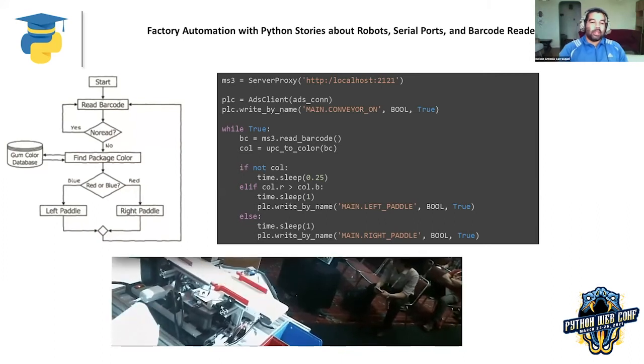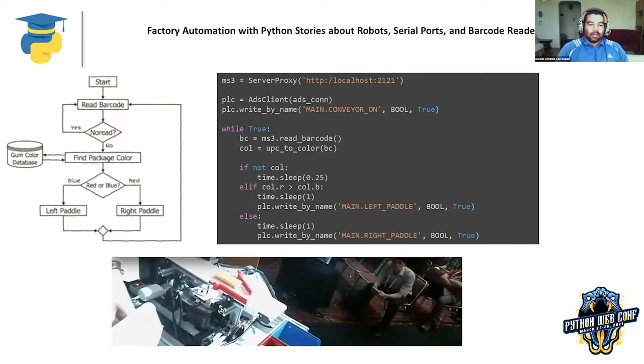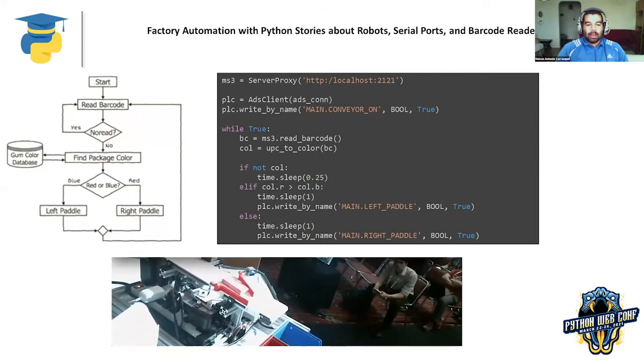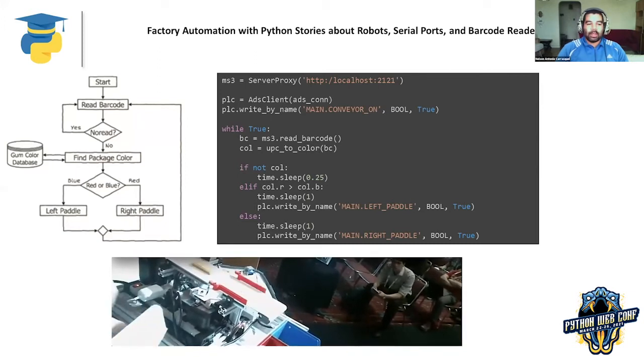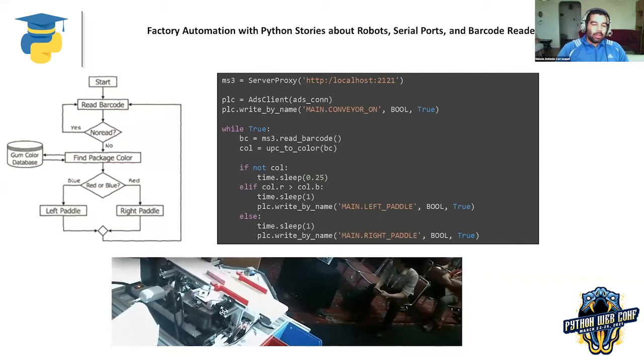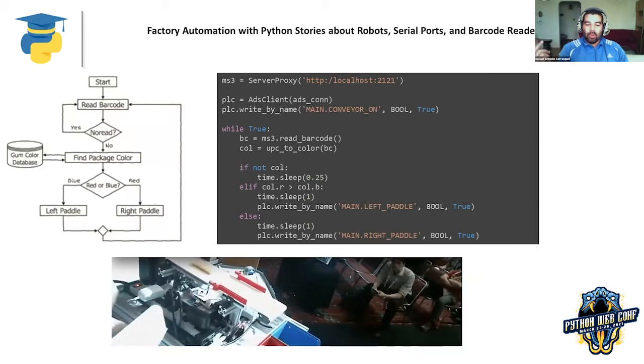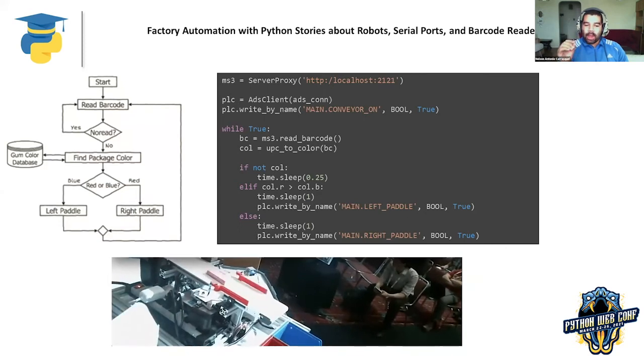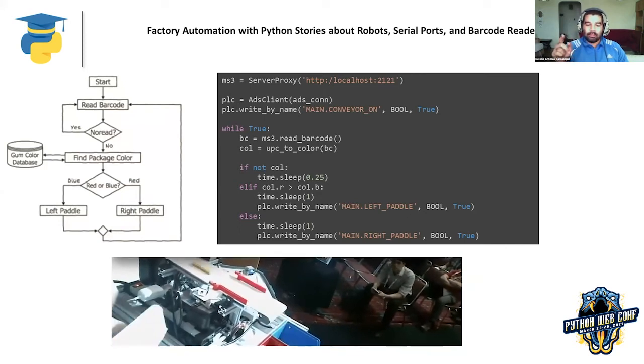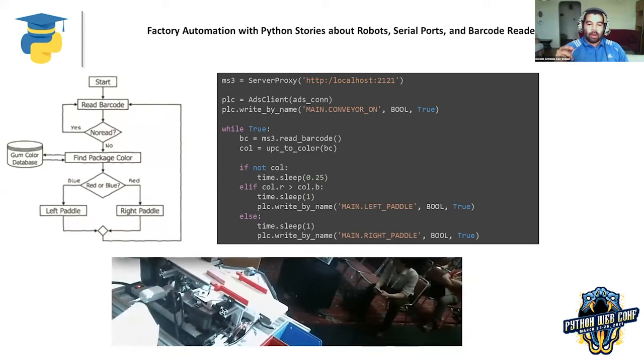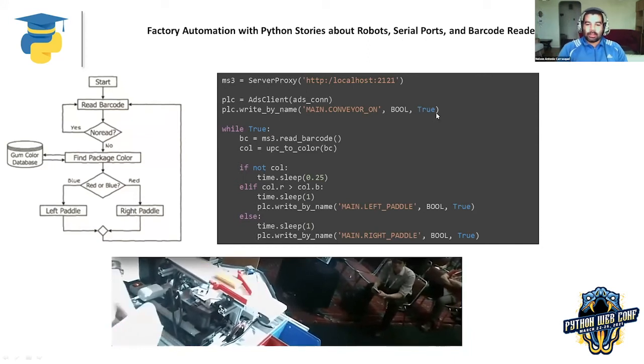He used this logic that we can see in this diagram. He has a barcode scan, so that way he can detect which box of gum was being put on the conveyor. And with some logic, he can check what is the dominant color, red or blue. According to that, he can then toggle the left paddle or the right paddle in order to move the gum box so that it ends up in the blue bucket or the red bucket. And this is pretty much the code that he used for that. It's really short code, and it's really readable.